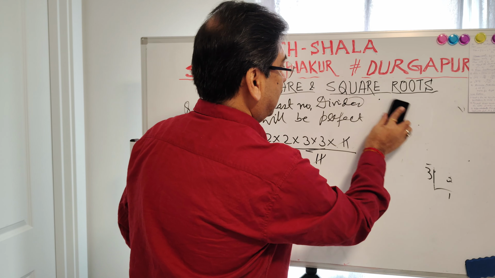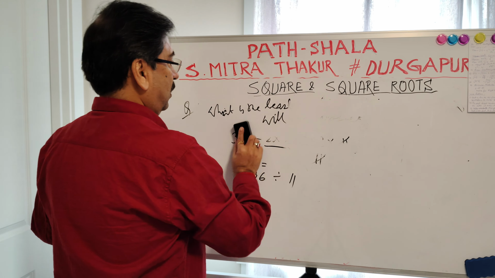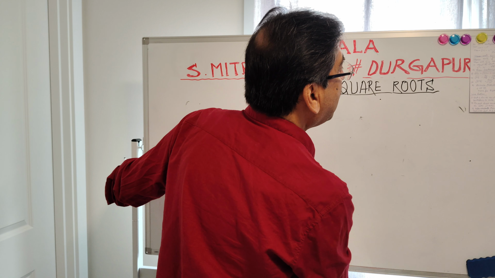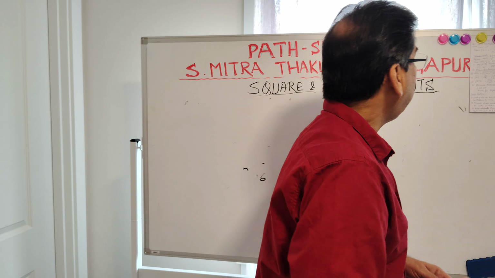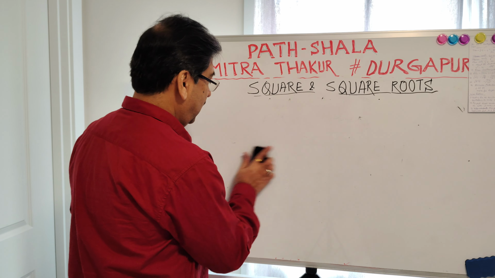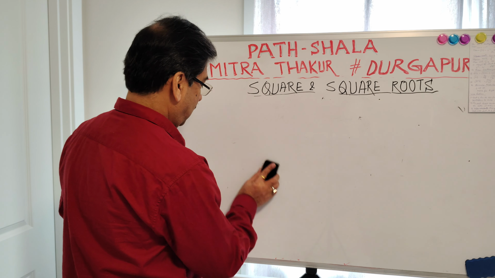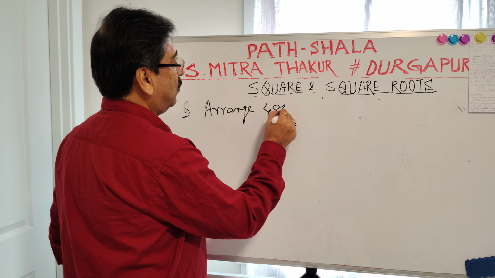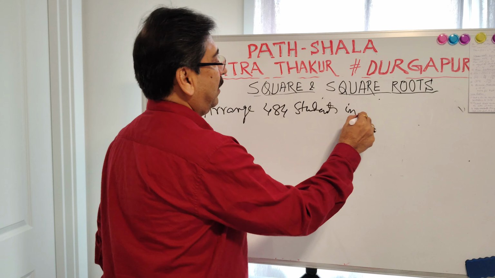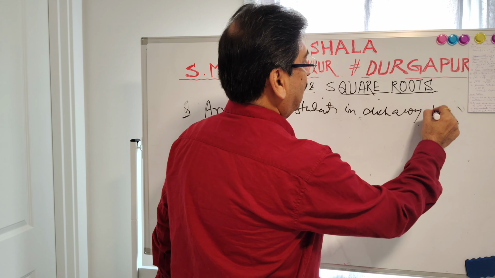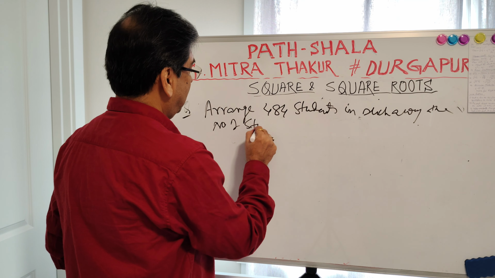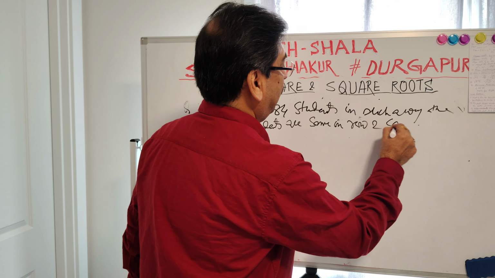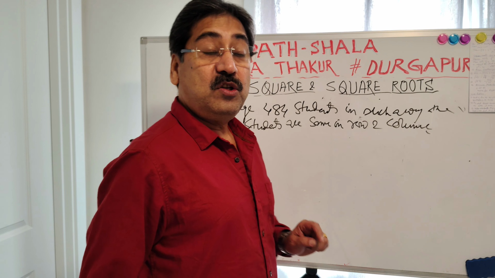And another question, this is also a square root. In a class there are 484 students. Arrange 484 students in such a way that the number of students are the same in row and column. Right? What is row? What is column?